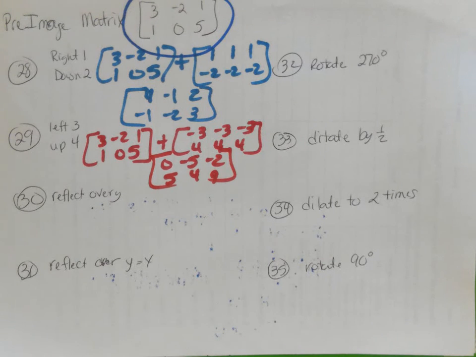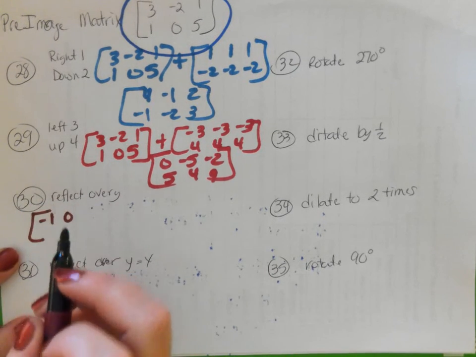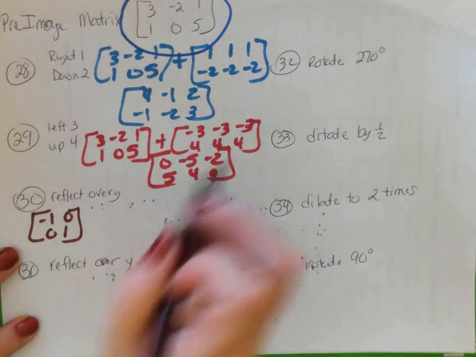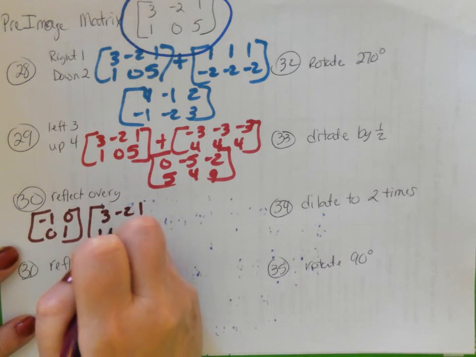Okay, now for reflections and rotations, remember I told you don't have to memorize these, so we're just going to look up what we need to multiply and see what happens. I am on page 1. Let's see, this is reflect over the y-axis, so that's on page 189. Reflect over the y-axis is negative 1, 0, 0, 1. And again, I have the original 3, negative 2, 1, 1, 0, 5.